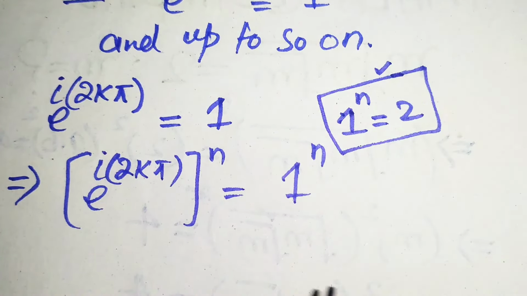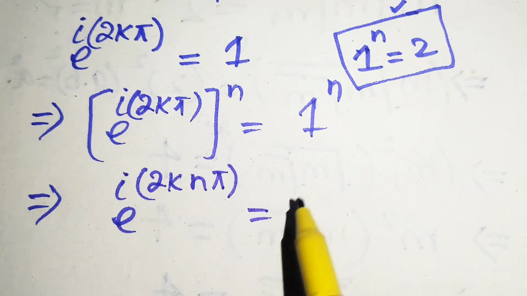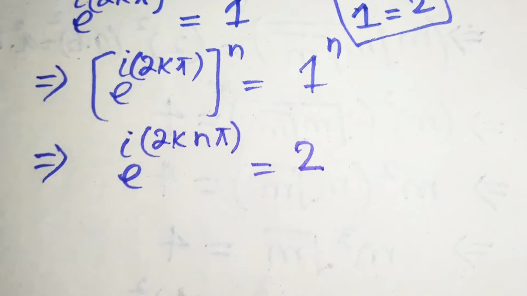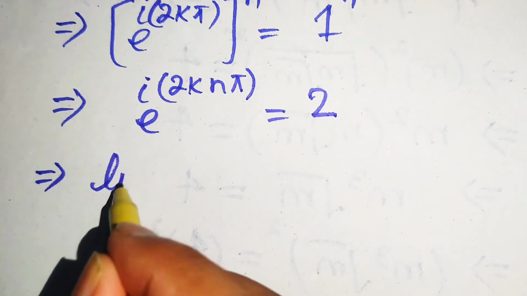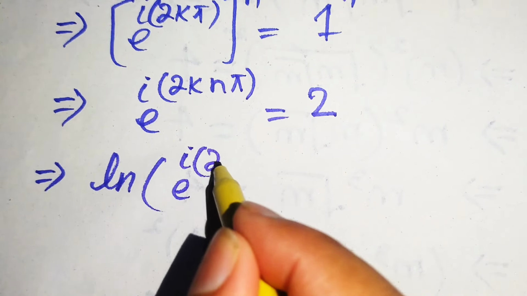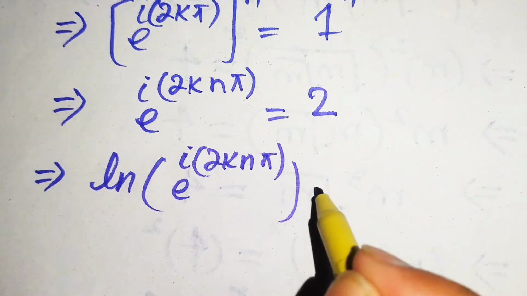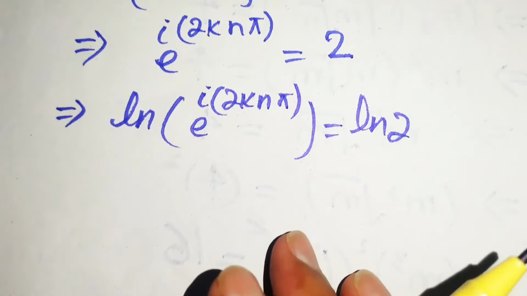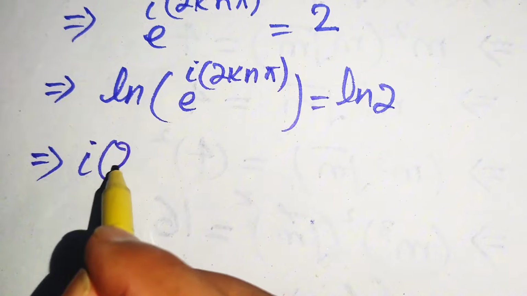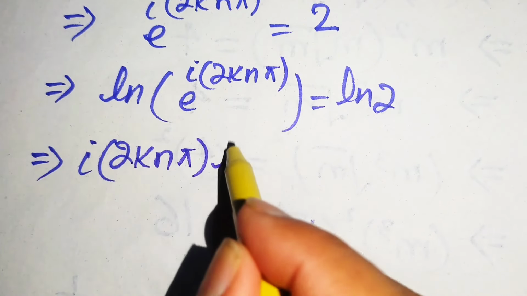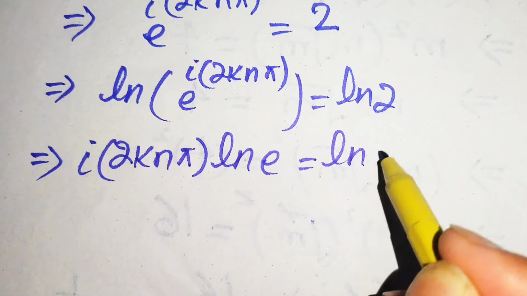So we substitute this value here, and these are exponent to the exponent, so these are multiplied by each other, and we get e to the power of iota into 2k n pi equals 2. After that, we need to take the log on both sides. So when we take log, it will be written as log of e to the power of iota into 2k n pi equals log of 2. Here we use the nice property of log, and we move this exponent to the front of the log, and it will be written as iota into 2k n pi into log of e equals log of 2.